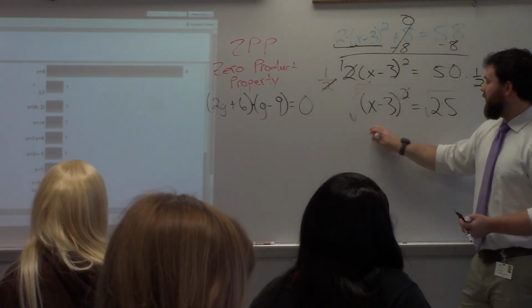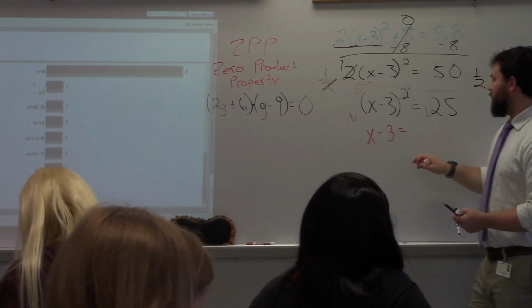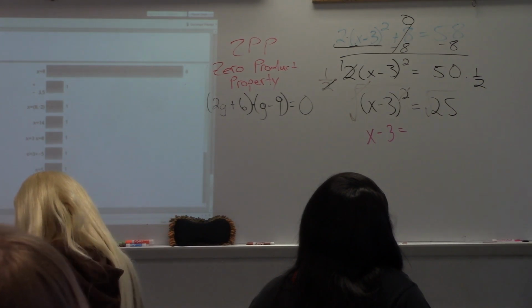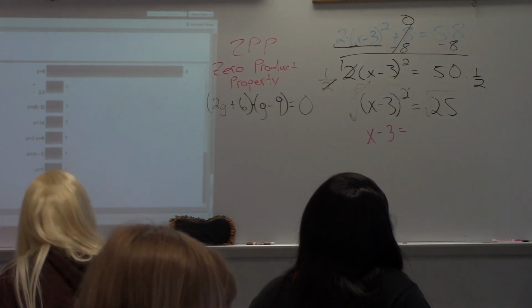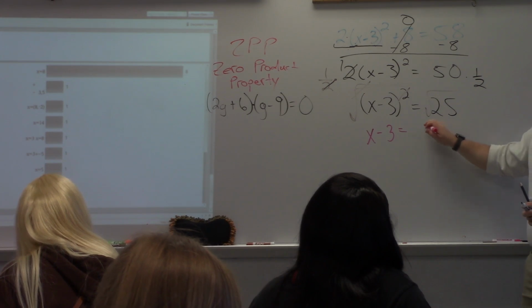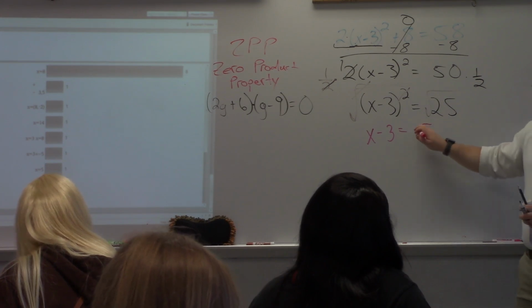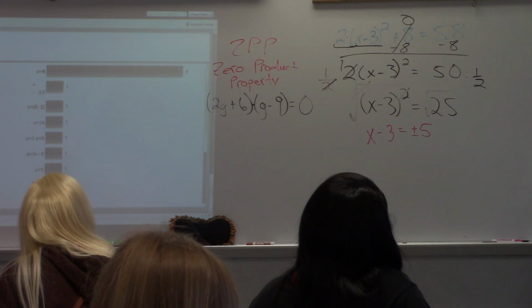But Preston, here's one of the things that we've got to be careful about. What do I need to write on the right-hand side of this equation? x minus 3 equals what? 5. Is that it? Plus and minus. Yeah, we have plus or minus.